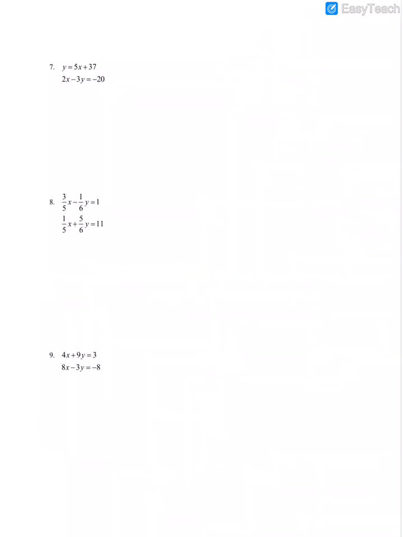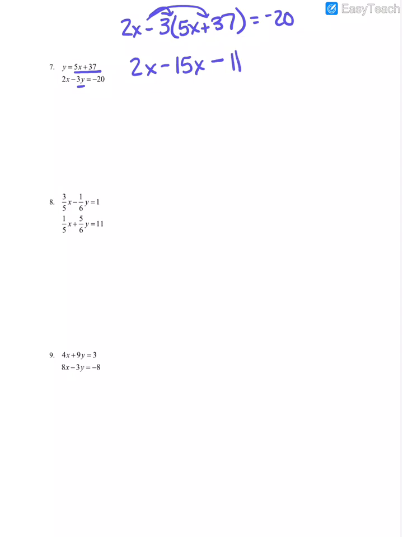All right, next page. Number 7. That one is solved for y, so I'm going to substitute that in for that. So 2x minus 3 times 5x plus 37 is equal to negative 20. Distribute a negative 3, so be careful you distribute that negative. So 2x minus 15x minus 111 is equal to negative 20. So negative 13x is equal to, when I add that, positive 91.